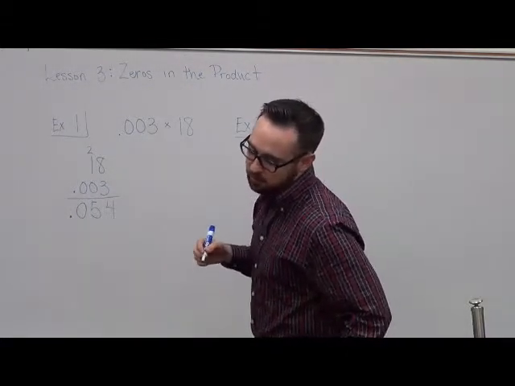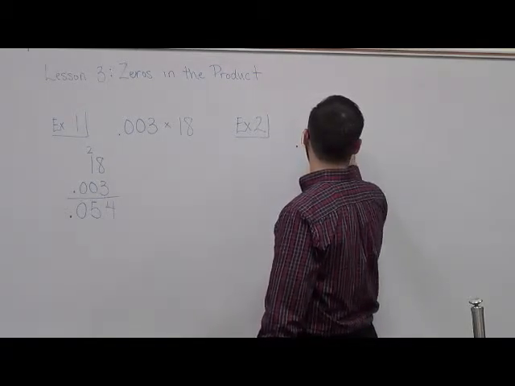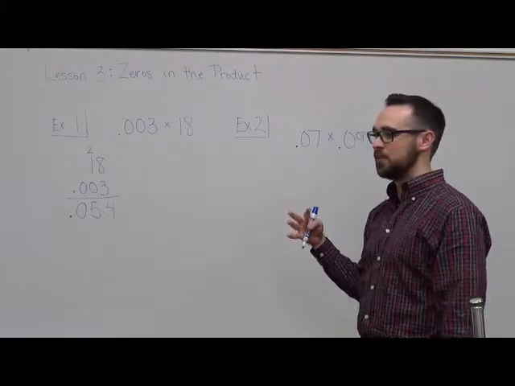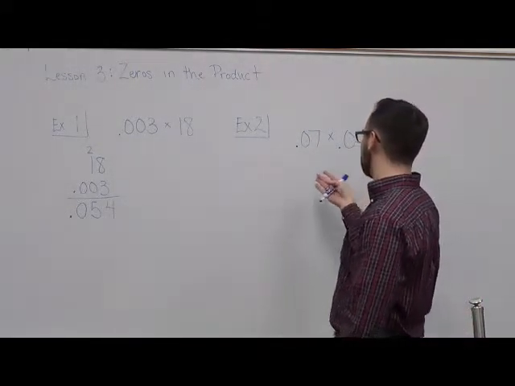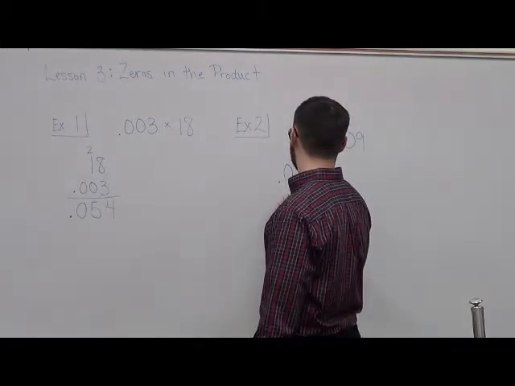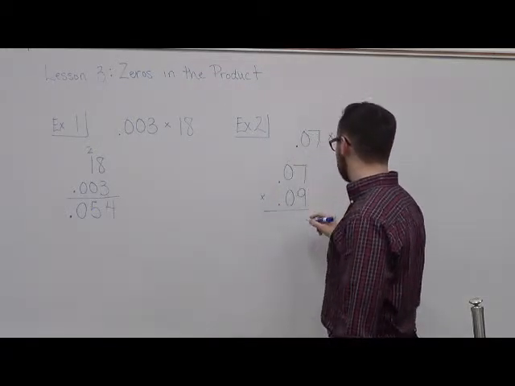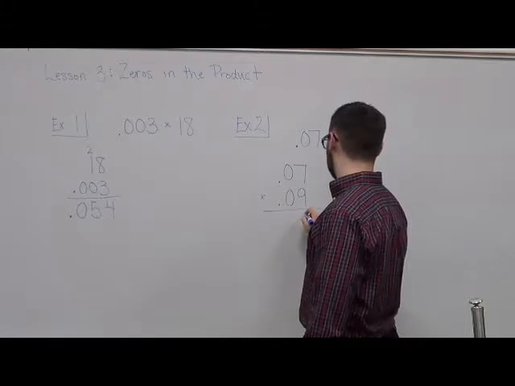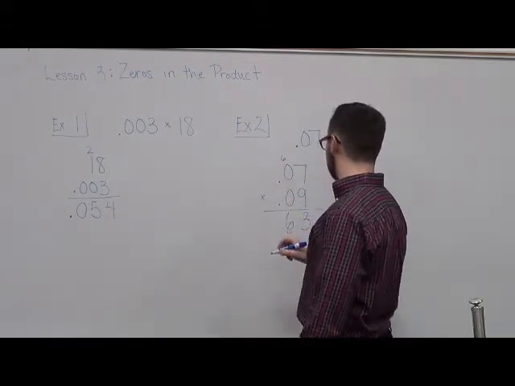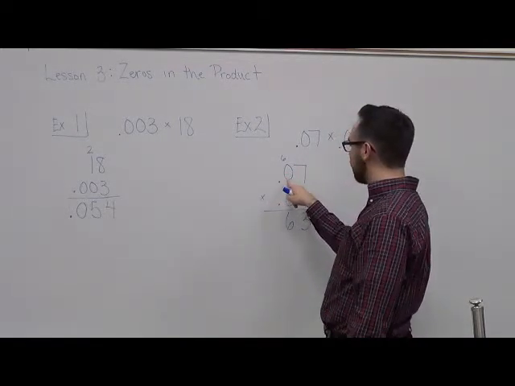So this next example, we have 0.07 times 0.09. Again, I don't have to necessarily multiply the zeros, just the 2 numbers, but take those zeros into account when I put my decimal point in there. So we have 9 times 7 is 63. Down the 3, carry the 6. 9 times 0 is 0. Plus 6 is 63. Again, I'm not going to do the whole 0 thing, but I have 4 decimal places.